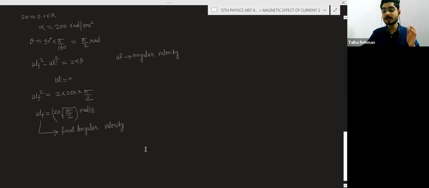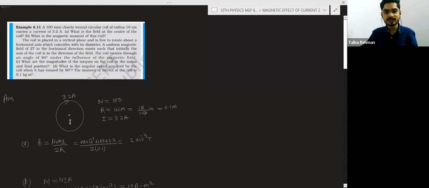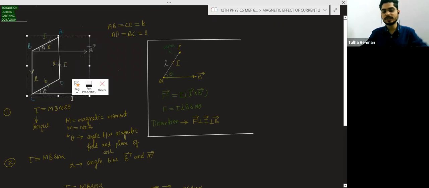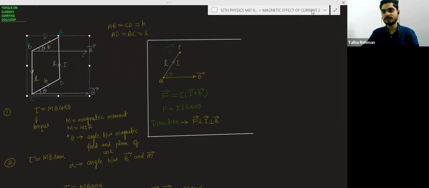Moving coil, there will be a coil. Coil means this can be a circular coil or a rectangular coil. In a moving coil galvanometer, we have a coil like this. This coil will be moving. Just a minute.